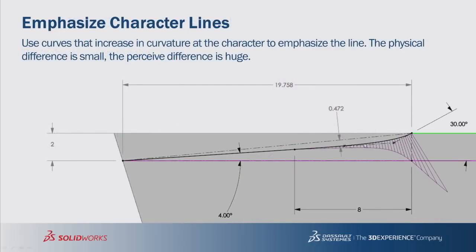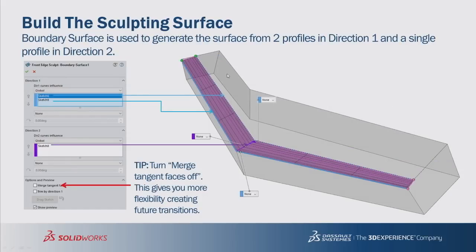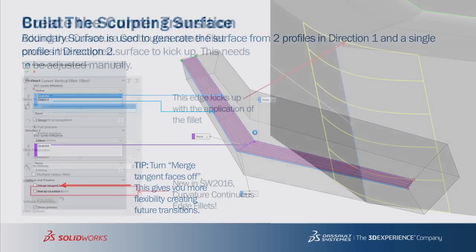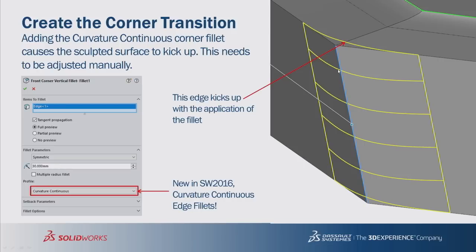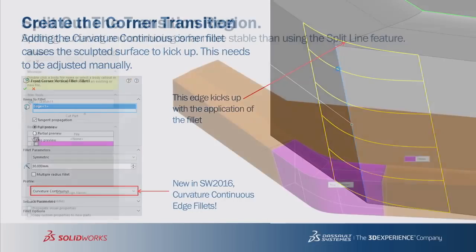We're emphasizing that character line by kicking the surface up a little bit. We're building the sculpting surface with the boundary surface, two profiles in direction 1, just sketches. Finally, that other sketch profile in direction 2. We're going to create the corner transition with the standard fillet tool.